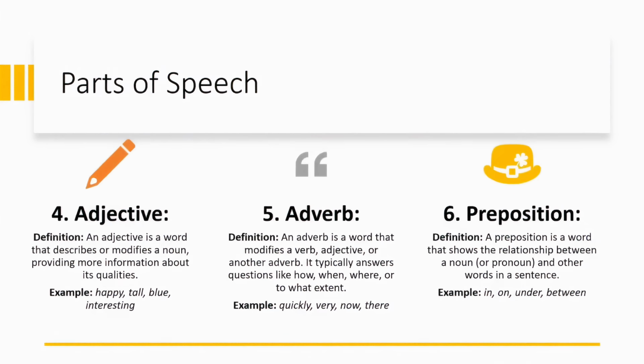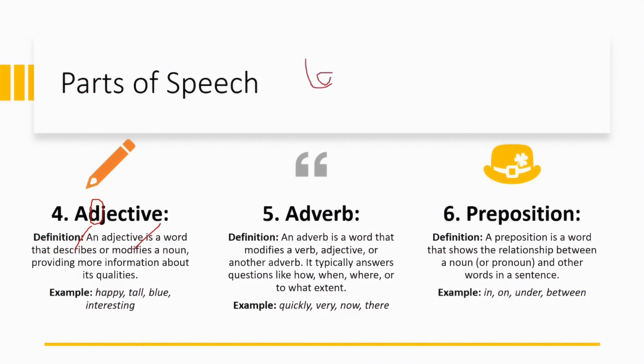Adjective. The D is silent over here, as it is in judge, dodge. An adjective is a word that describes or modifies a noun, providing more information about its qualities. So an adjective qualifies a noun.